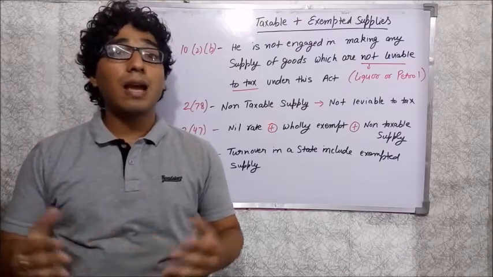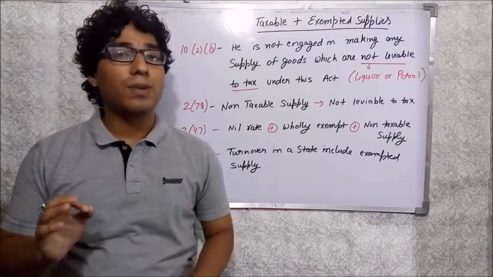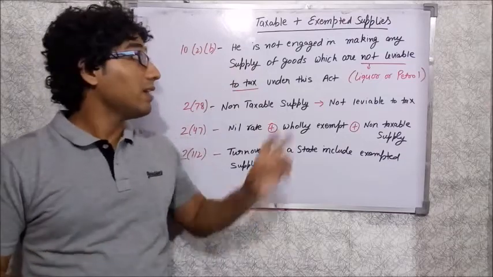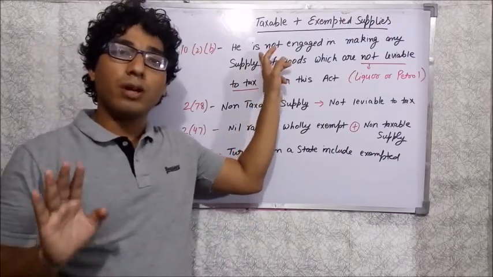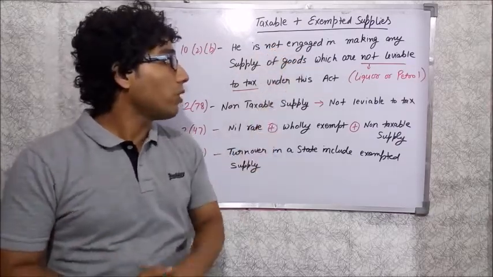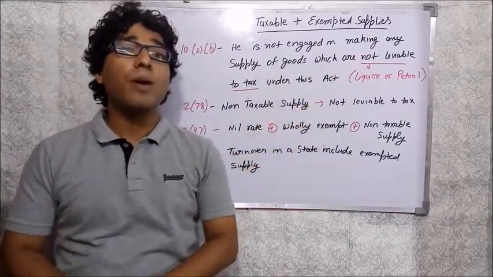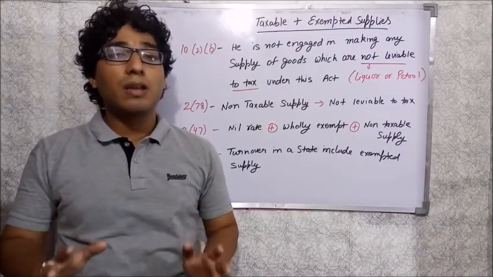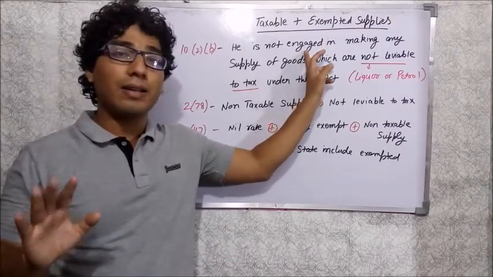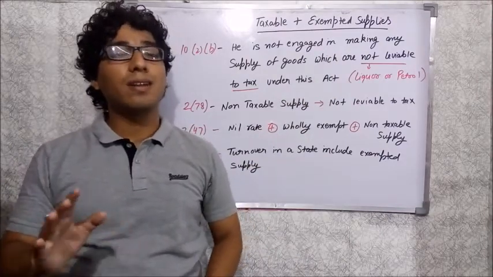So the person is asking this query because of one of the conditions mentioned under section 10 subsection 2 clause B, and that condition says that the person who wants to opt for the composition scheme cannot opt for it if he is engaged in making any supply of goods or services which are not leviable to tax under this Act. So a person who wants to avail the scheme can only avail it if he is not engaged in making any supply of goods which is not leviable to tax under this Act.